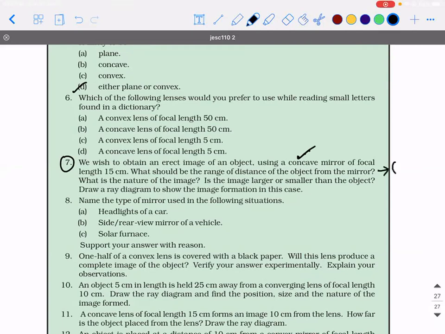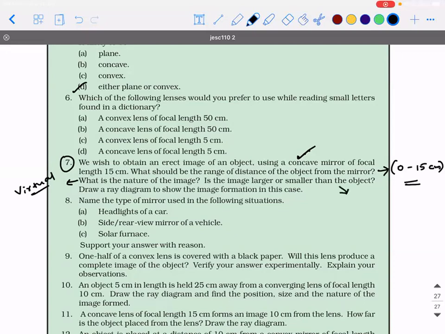So what should be the range? If the pole is taken as 0, then the focal point will be at 15. So you can place the object between 0 to 15 centimeter, correct? That is the range. I hope I'm clear. Next. What is the nature of the image? They told erect image. Erect image means by default it should be virtual. It is virtual. Next. Is the image larger or smaller than object?